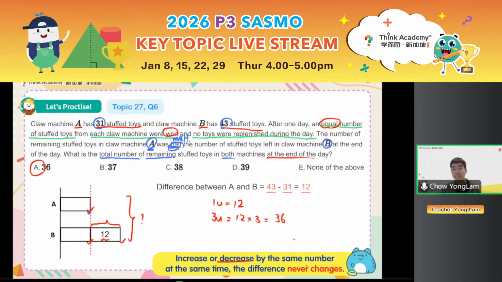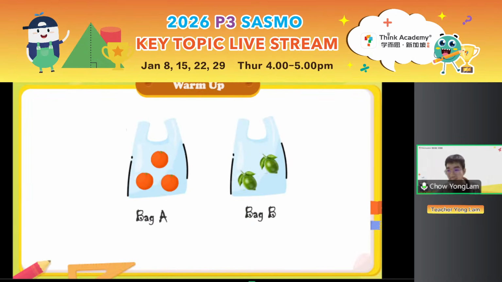All right, so this is a use case of this trick. You will see it in your practice paper. Hopefully you can identify it, okay? Now this time there are 2 bags of fruits, right? There are 3 oranges, 2 lemons. Can you tell me what is the total number of fruits?